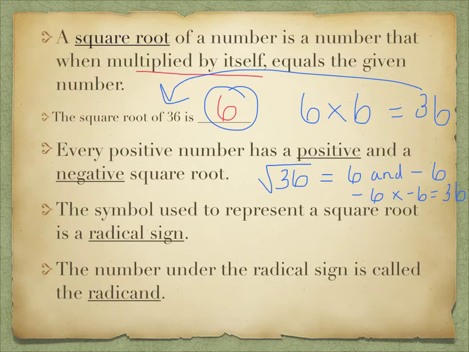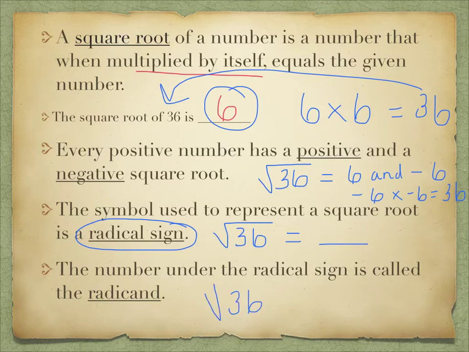The symbol used to represent a square root is called a radical sign, and that is this symbol. And it's read, the square root of 36 equals blank. The number under the radical sign is called the radicand. So the radicand in this example is 36 because it is under the radical sign.